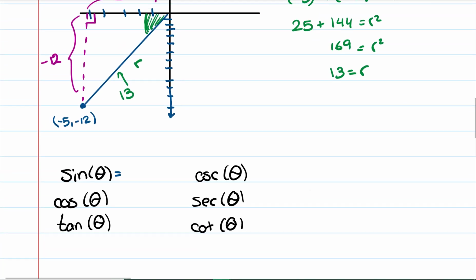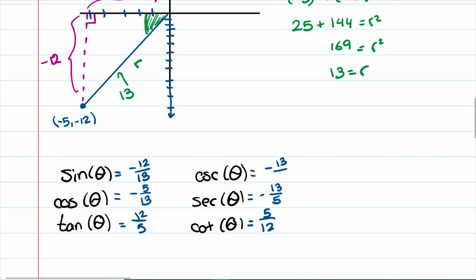So we know that sine is going to be y over r. So sine is negative 12 over 13. Then cosine is going to be negative 5 over 13. And tangent is going to be 12 over 5. Then cotangent is 5 over 12. Secant is negative 13 over 5. And cosecant is negative 13 over 12.